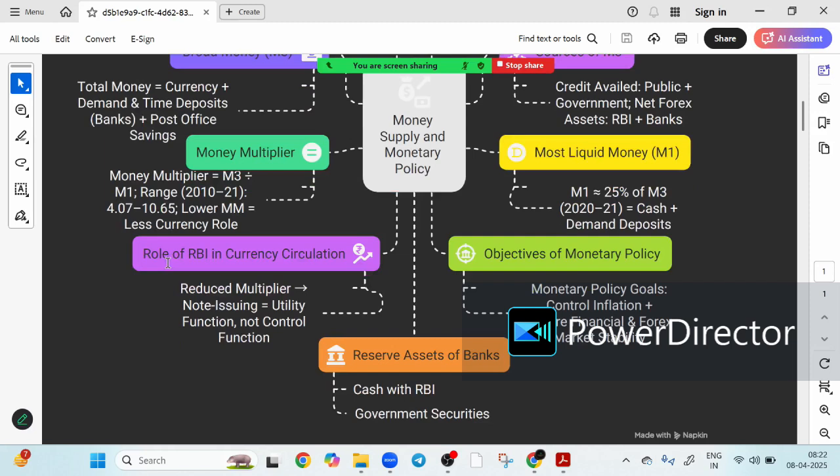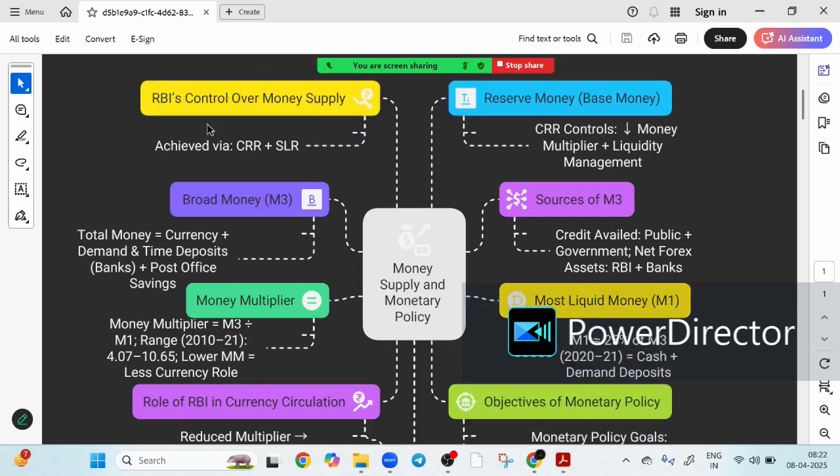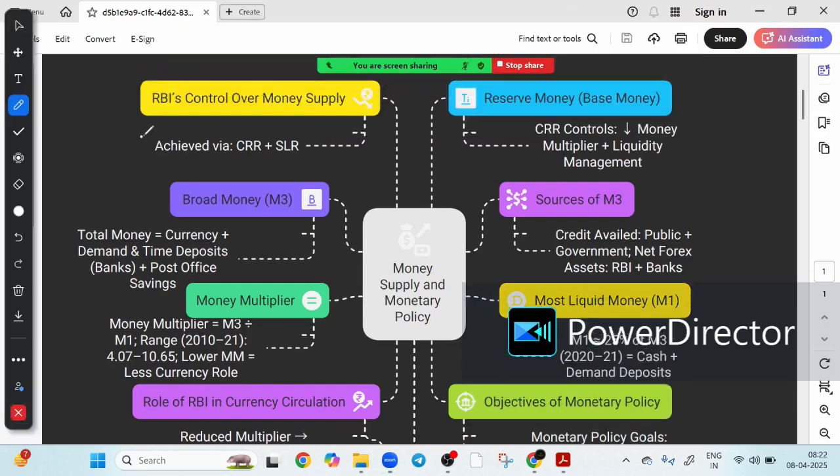But how does the RBI really control this system? The RBI has a smart system called CRR and SLR, and this is the RBI's control over the money supply. The first point is that RBI control over the money supply is achieved through CRR and SLR. These are the tools the RBI uses to control the money supply. As you can see, money multiplier, M1, M3, every aspect we have just covered is very, very important, and questions are asked repeatedly from here.